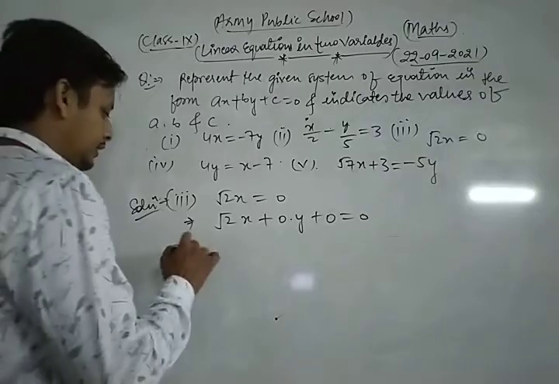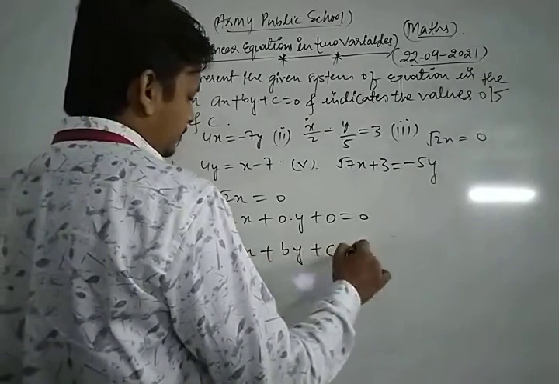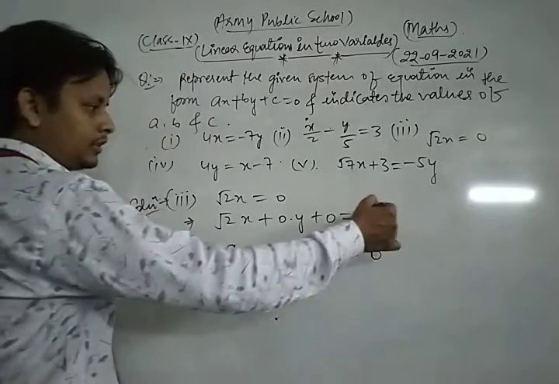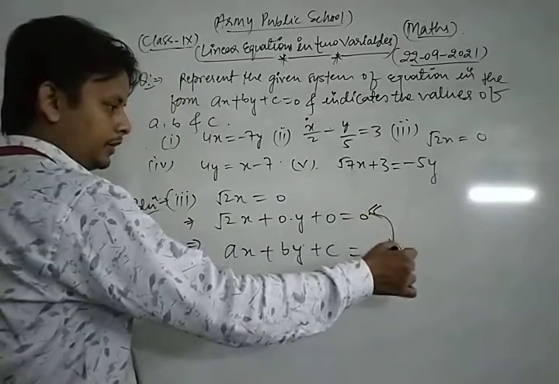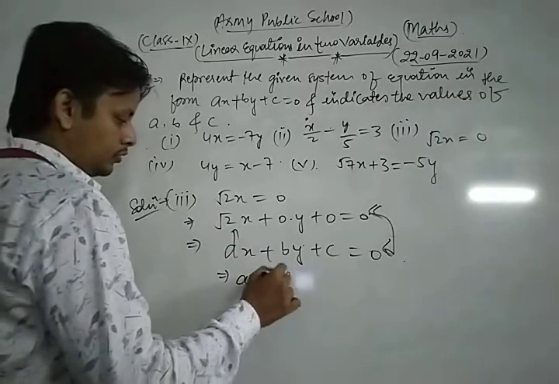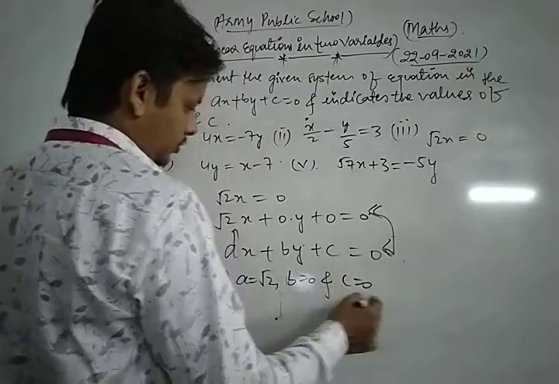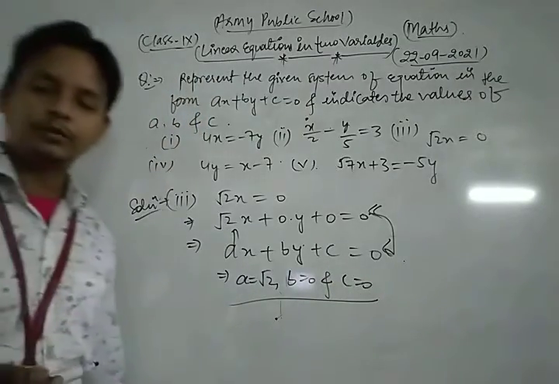Now we can represent it in the form of ax plus by plus c is equal to 0. Now we compare these two equations. If we compare these two equations, we get the value of a is root 2, the value of b is 0, and the value of c is also 0. So this is the required solution.